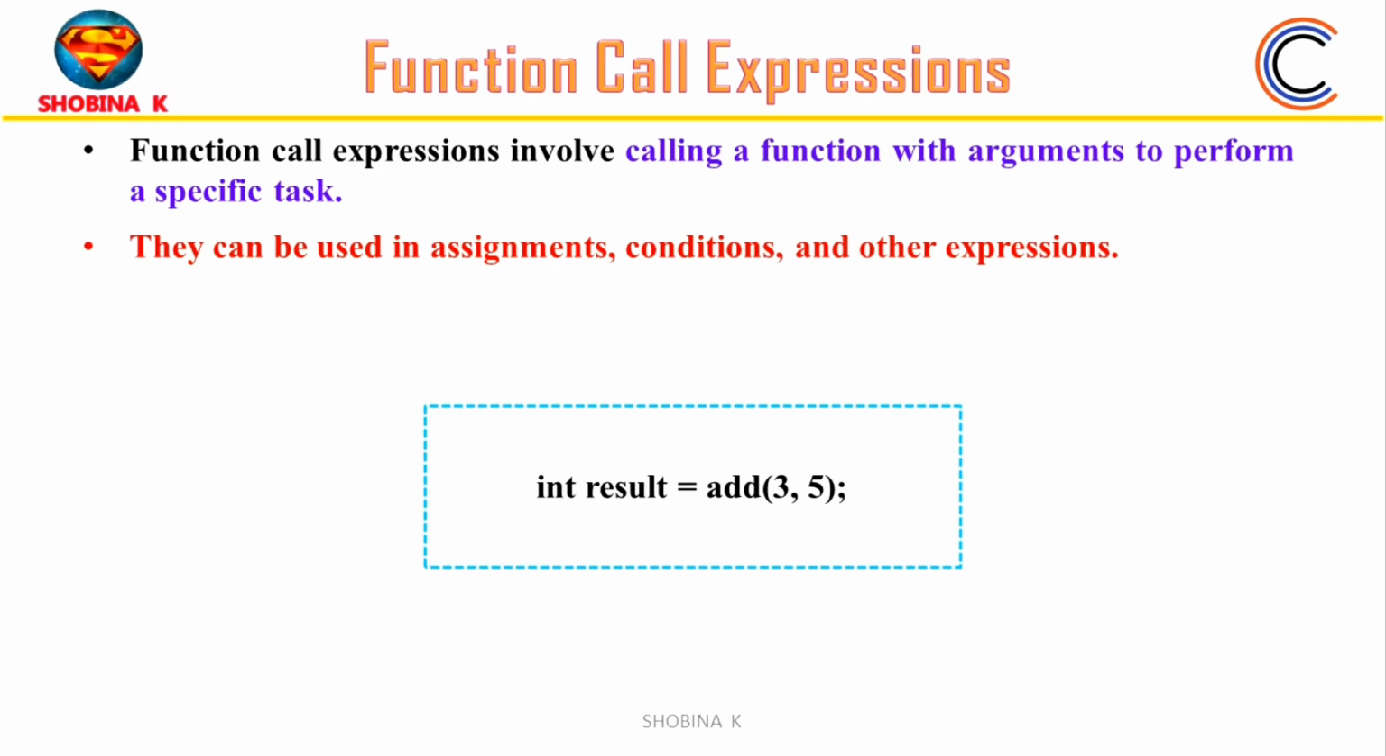Look at this expression. First, we declared a variable named result of type integer. And then we have the function call expression. It calls a function named add and passes two arguments, 3 and 5. So this expression calls the function add with arguments 3 and 5 and assigns the return value of the function to the variable result. Now let's see an example.